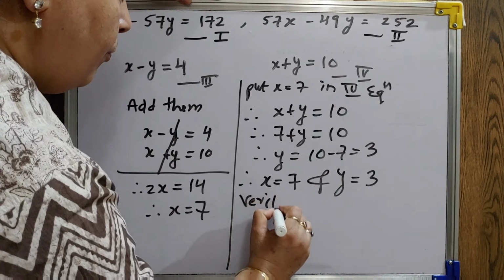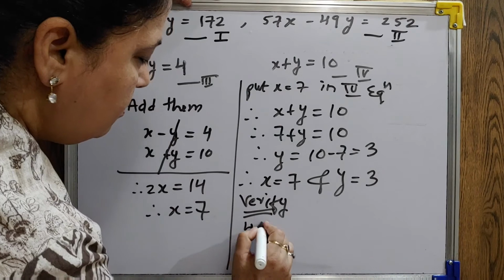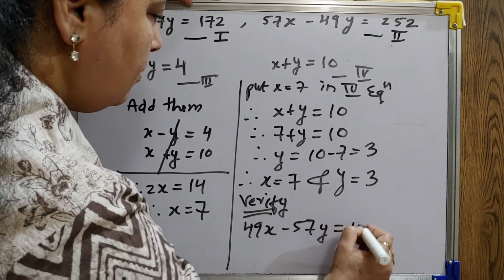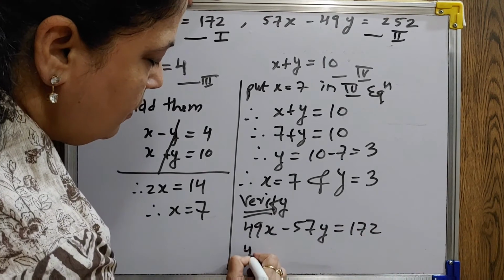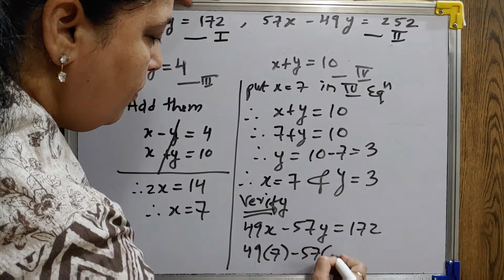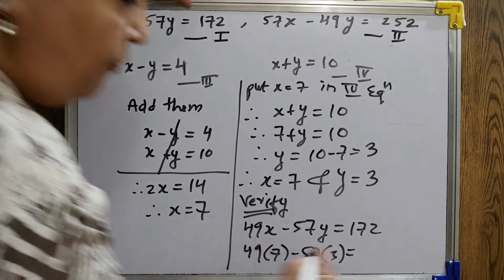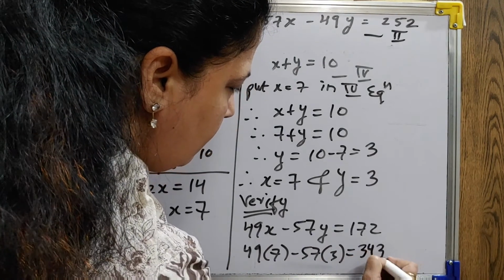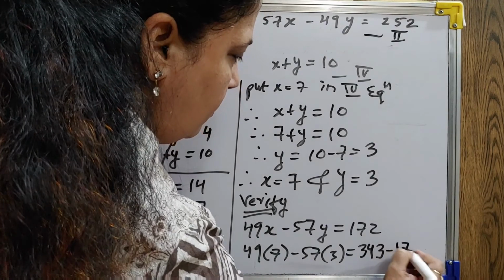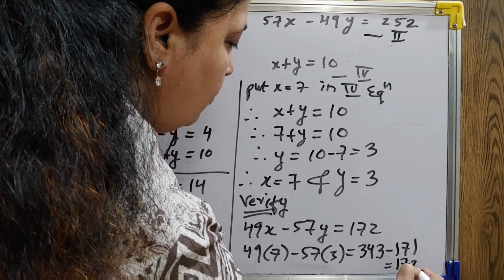Don't forget to verify. Suppose first equation, substitute the values. This is 343 minus 171. That will give you 172.